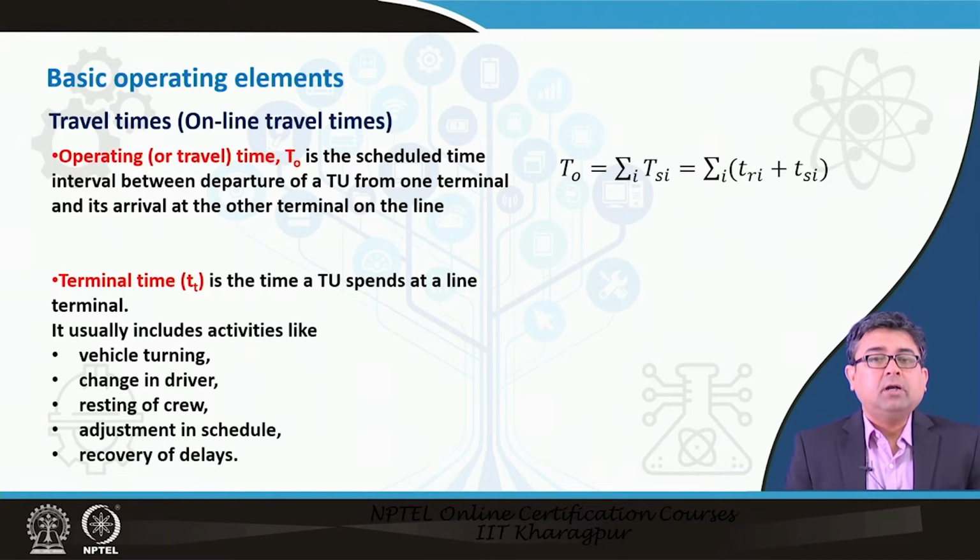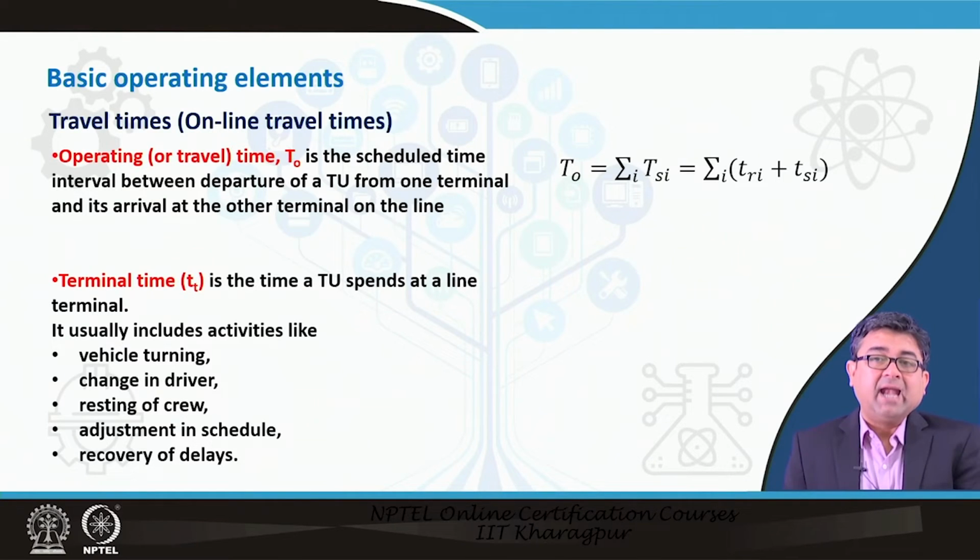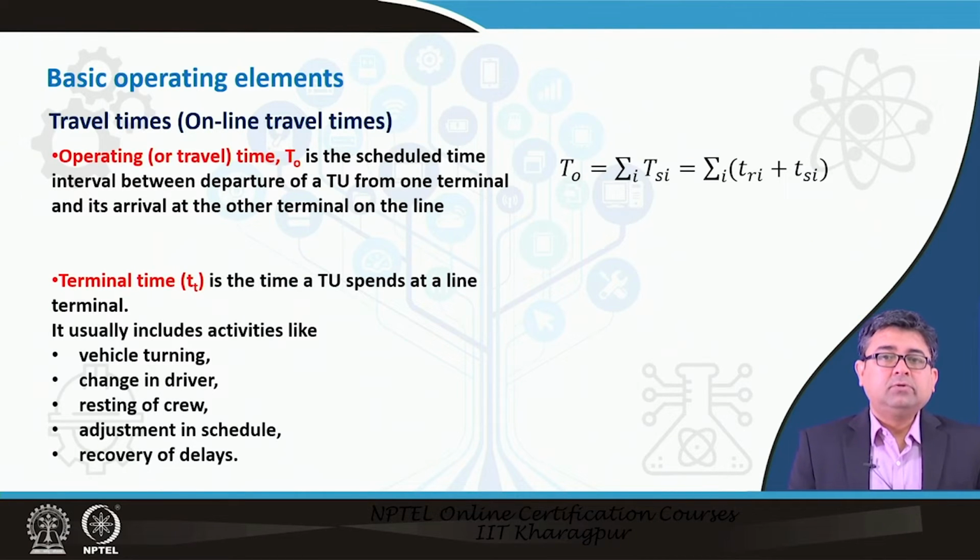Now, there is another element called terminal time. Terminal time is the time a TU spends at a line terminal. Once a vehicle gets to the terminal point, there are various activities that happen at that point. It is not that a vehicle arrives at its end terminal and it immediately reverts back and starts its reverse journey along the line. Usually, the terminal time includes the vehicle turning time, or how much time it takes to turn around for the next trip, and change in drivers. So, maybe the scheduled line has a different driver, change in resting of the crew.